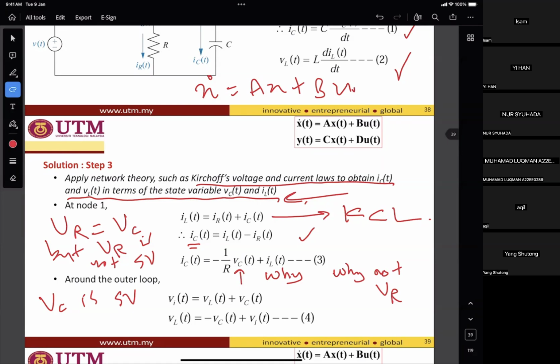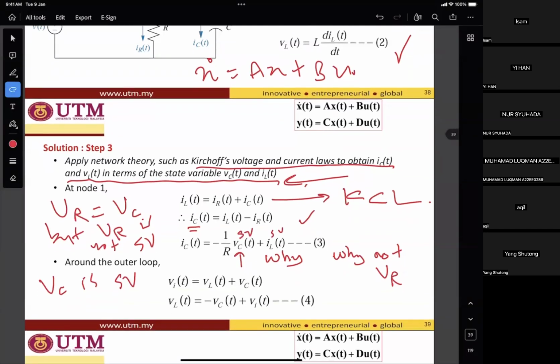1 over R VC. It's supposed to be VR, but VR is not a state variable. Therefore, we change. Instead of VR, we use VC, plus IL. IL is the state variable. This one is a state variable, and this one is a state variable.